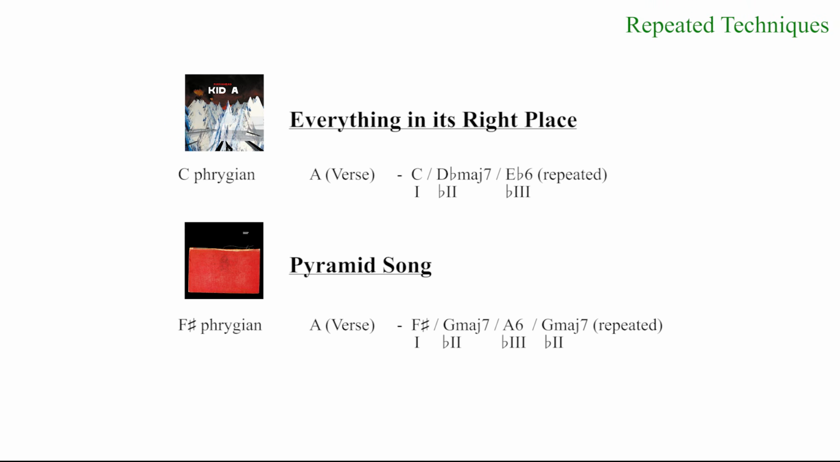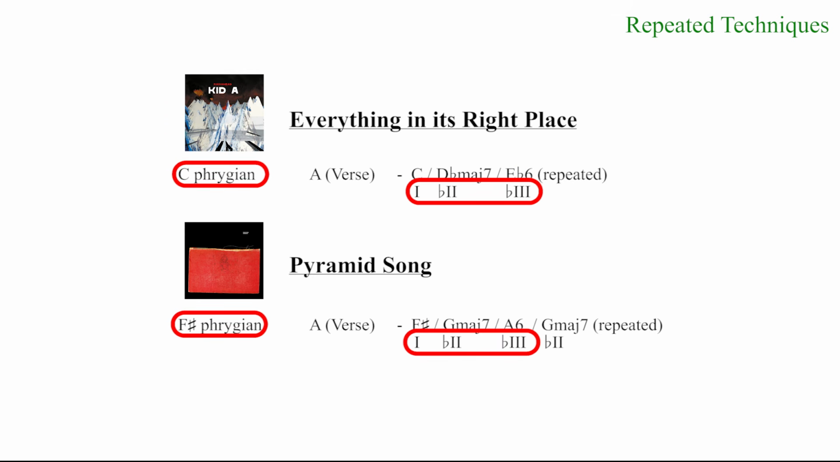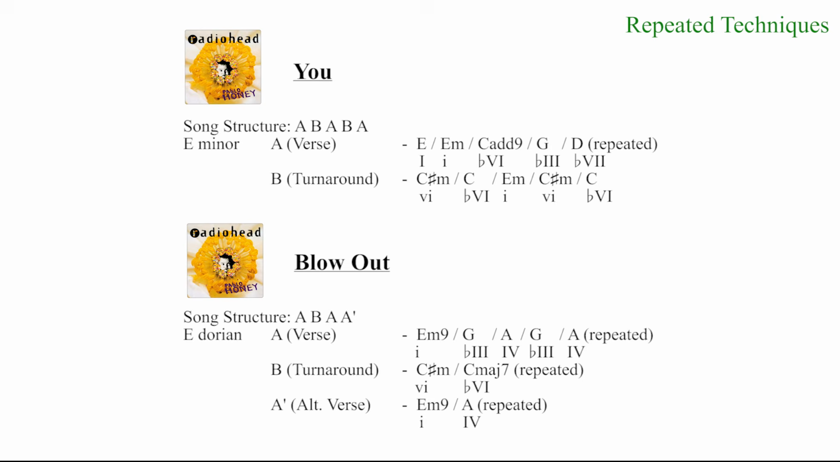There are also similarities between Pyramid Song and Everything in Its Right Place, both of whose main themes use the 1 major, flat 2 major, flat 3 major progression characteristic of the major Phrygian setting. And then finally, You and Blowout, both from Pablo Honey, incorporate a C-sharp minor to C major motif that quickly, in the case of You, or eventually, in the case of Blowout, leads back to the tonic E minor chord.